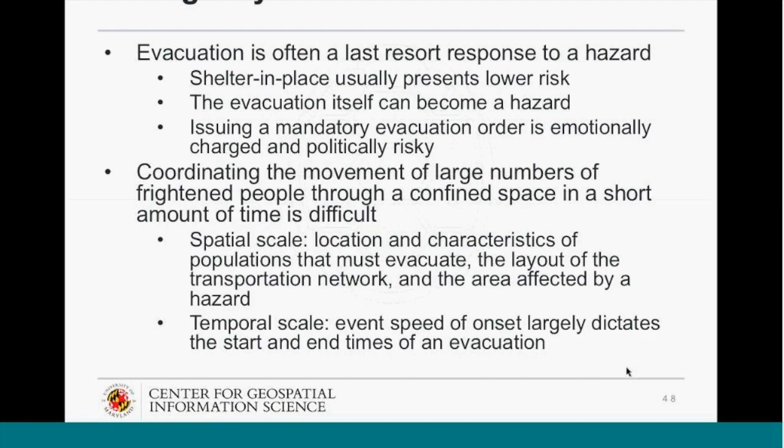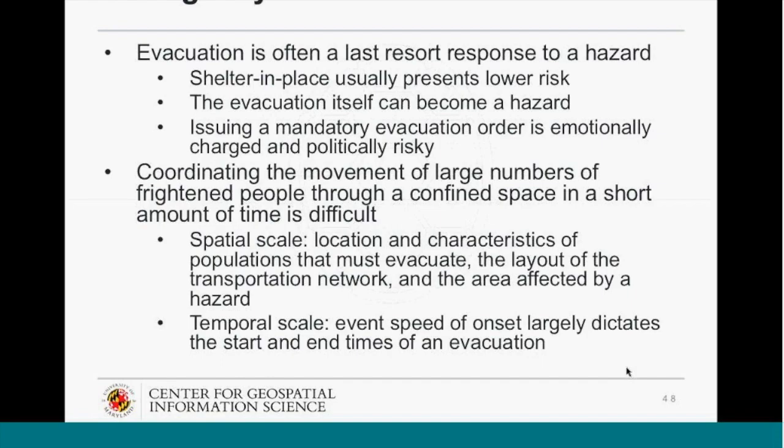Shelter in place almost always presents a lower risk. And the reason for this is that the evacuation itself can become a hazard. We talked just a little while ago about that example from, I don't remember if it was Hurricane Ivan or Irma, I believe Hurricane Ivan in Texas, where the evacuation was not planned correctly. There were too many people on the road at the same time, and people actually died because they were trapped in their cars in the heat.